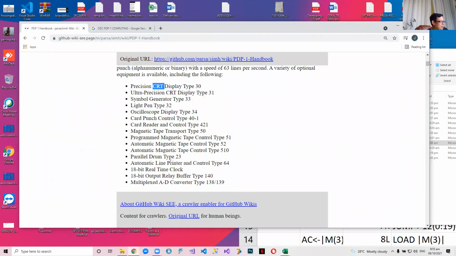So it has a magnetic tape. It has a parallelogram. It's like a hard disk. It has a line printer. It has a printer.